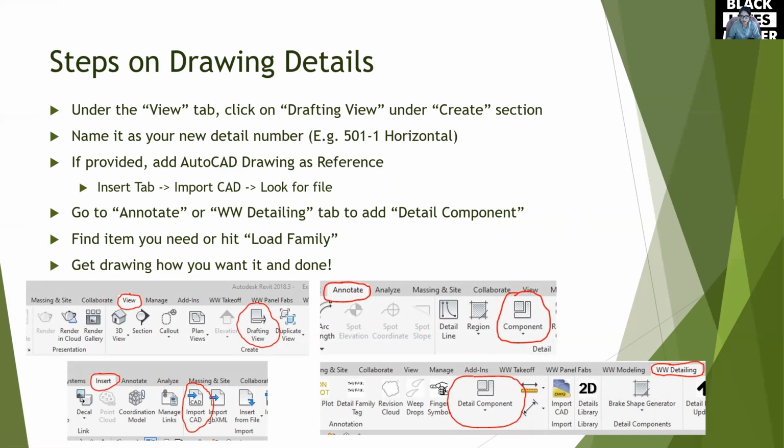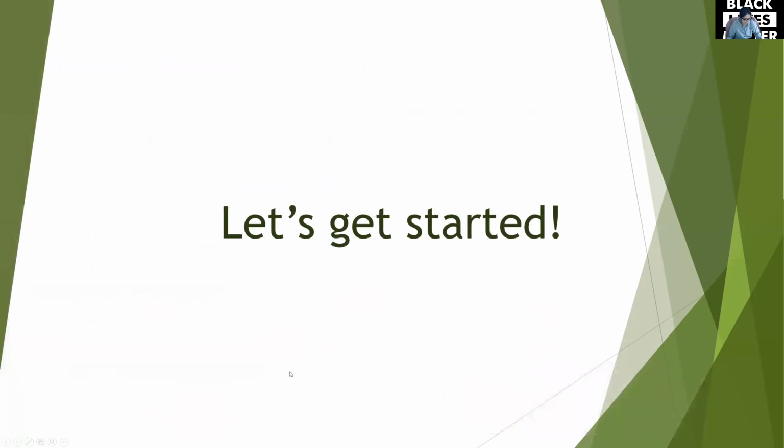And then you can go to Annotate and add a detail component here, or you can go to the WW Detailing tab and then add a detail component here to find the families that you need for your detail, and then just create your detail how it is on AutoCAD or how you want it to look. So let's get started.